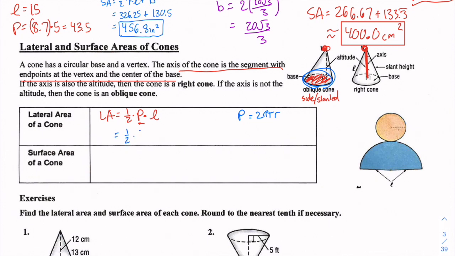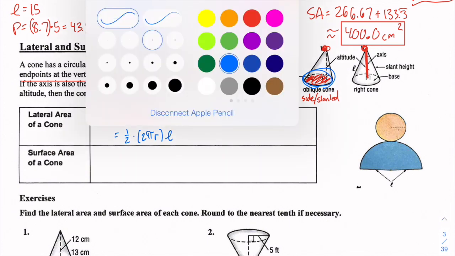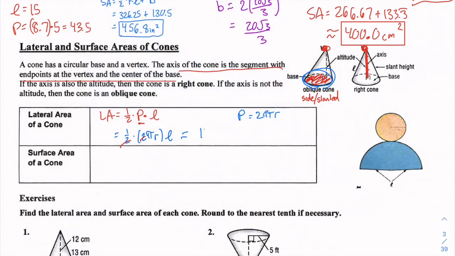So if I plug that in here, 1/2 times 2 pi r times the slant height. What's going to happen here? The 2's will cancel, and you're actually left with this nice formula. Boom. Pi times radius times slant height. Okay, that's it.